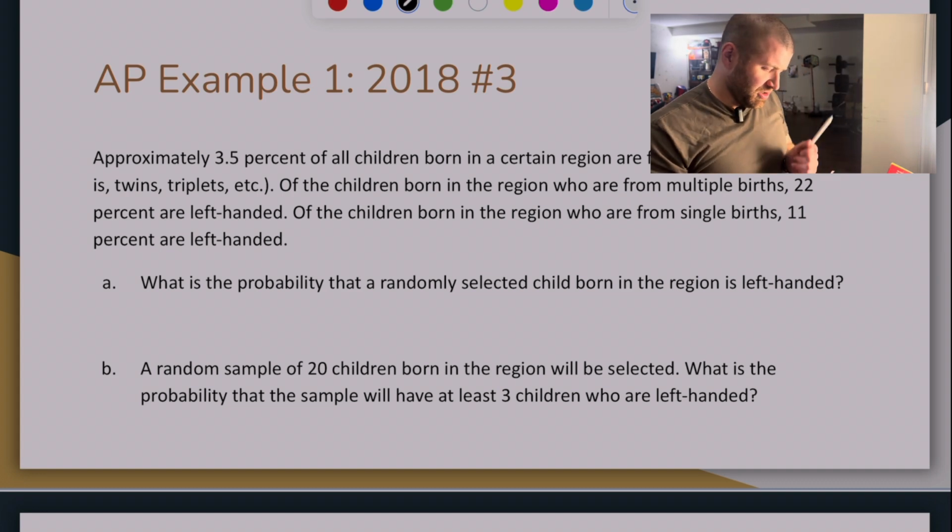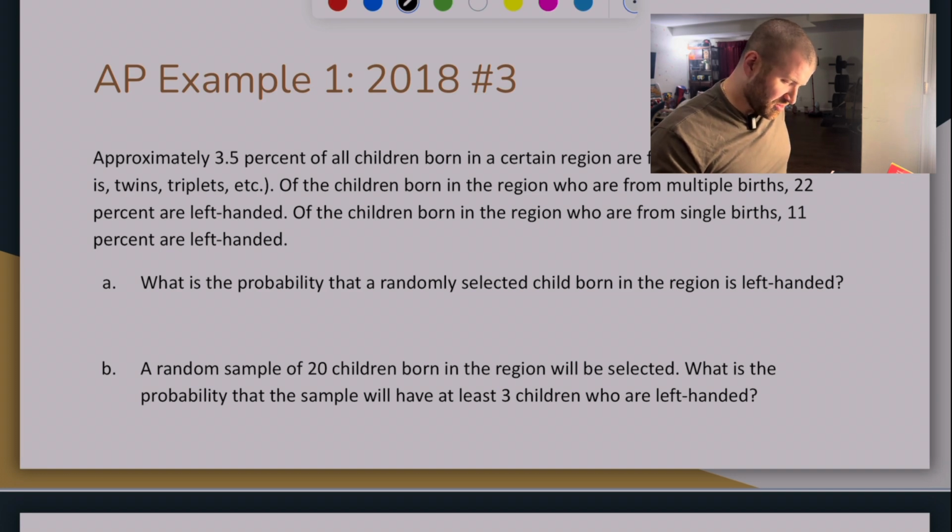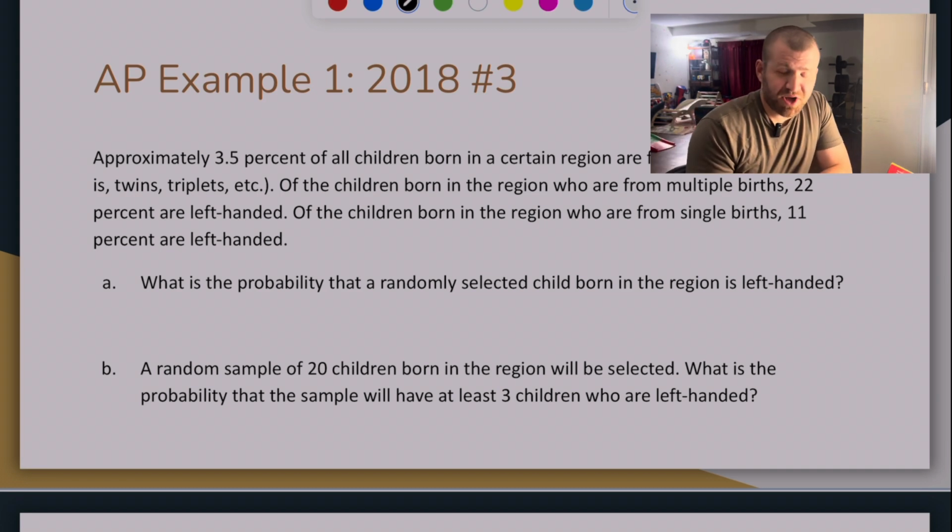But in this particular example, we have 3.5% of all children born in a certain region are from multiple births. And of all children who are born from multiple births, 22% are left-handed, and so on. So we have to find the probability that someone is left-handed. This is a tree diagram question. This is not the important part of this. What's important is part B.